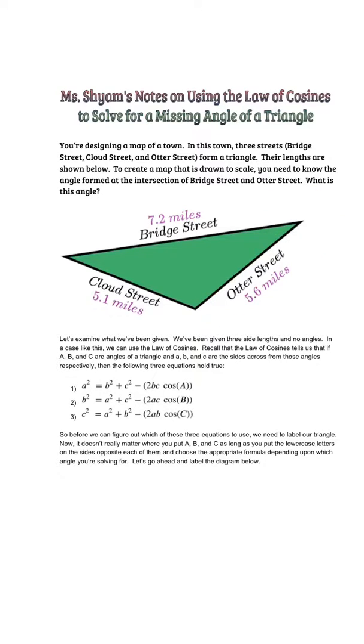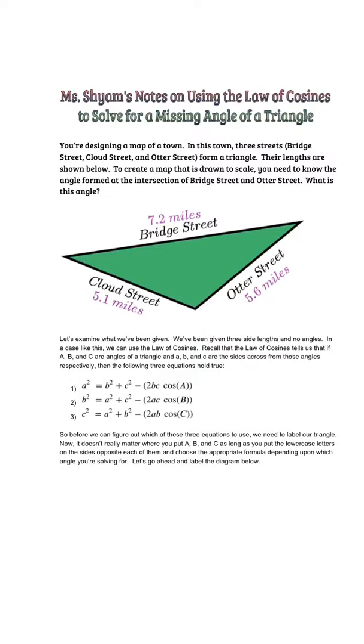To create a map that is drawn to scale, you need to know the angle formed at the intersection of Bridge Street and Otter Street. What is this angle? Now let's examine the information we've been given. We've been given 3 side lengths, but no angles of the triangle. So in a case like this, we can use the law of cosines.